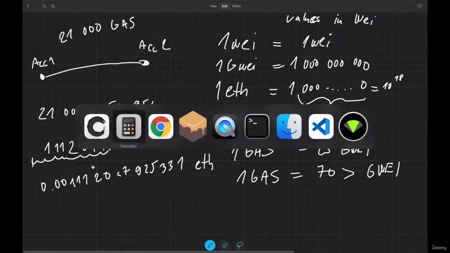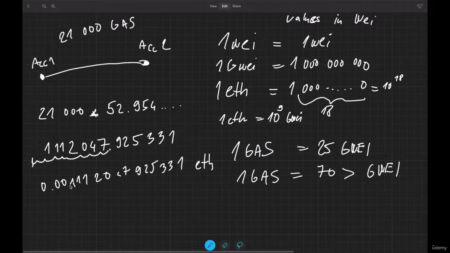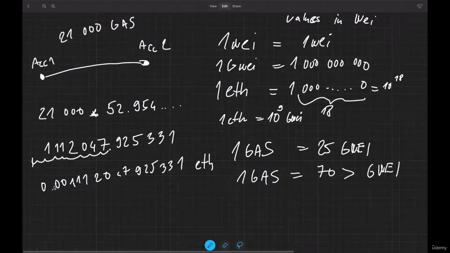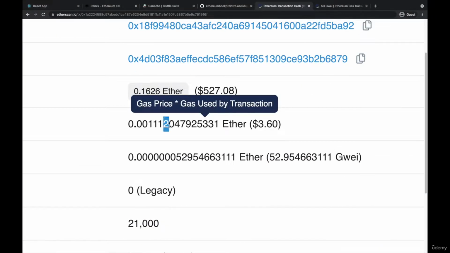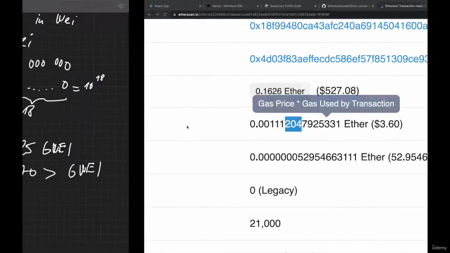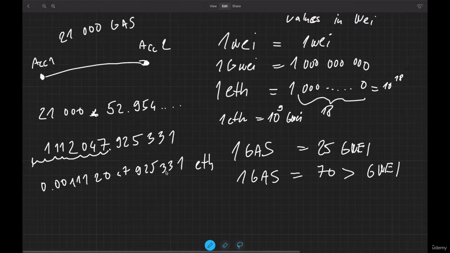Let's verify it. Here is the actual ether I have to pay: 0.001047925331. Yeah, same price.